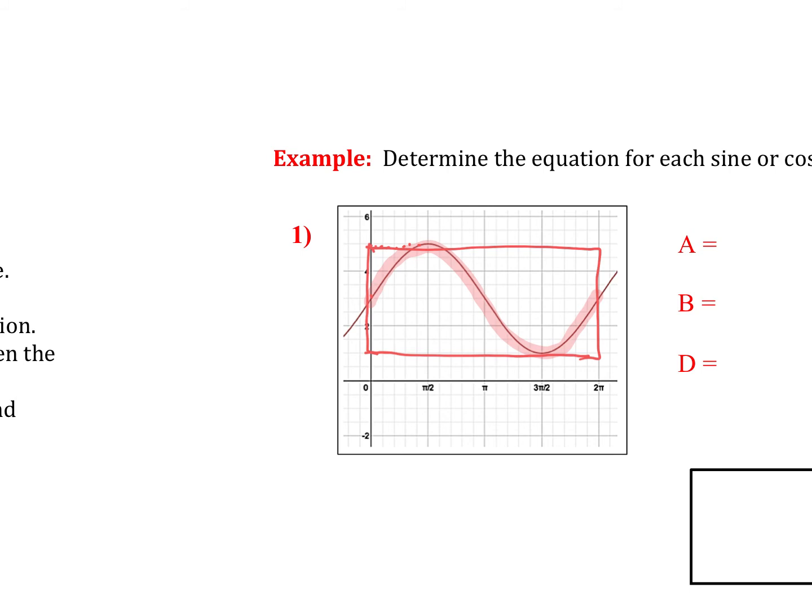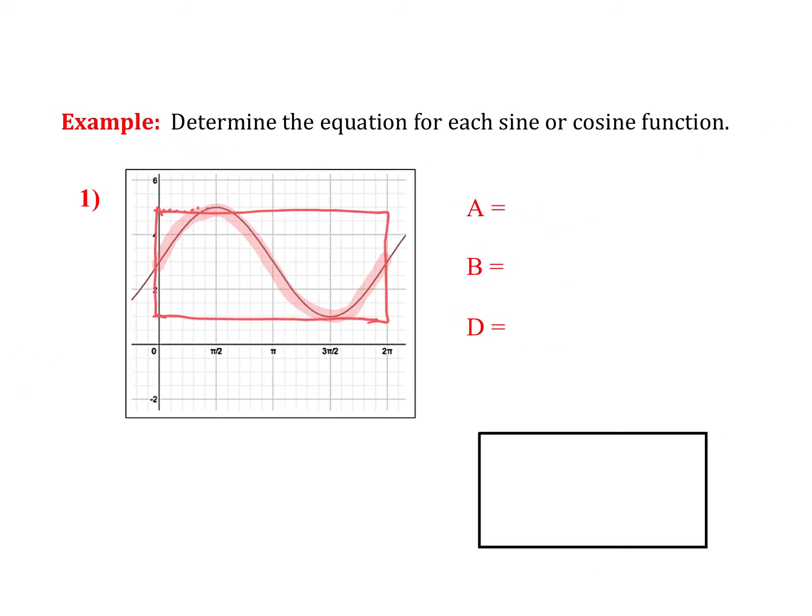Once I have my box drawn out, I can find the midline relatively easily. And that's going to tell me the d value. So in this case, my d value is going to be 3, because my midline was y equals 3. From the midline to the top, or the midline to the bottom, however you want to think of it, that's going to be my amplitude. In this case, it's going to be 2. So the amplitude was 2. That tells me my a value.